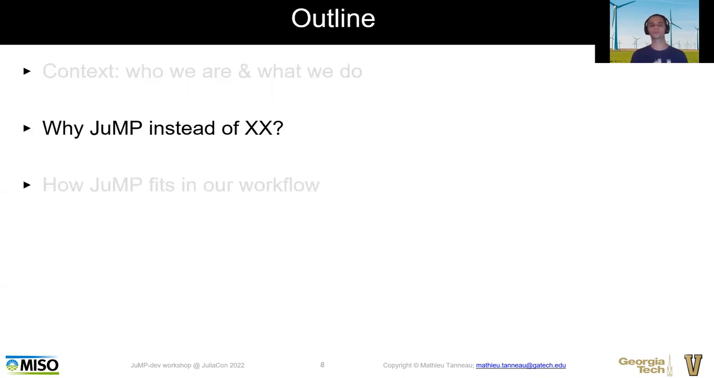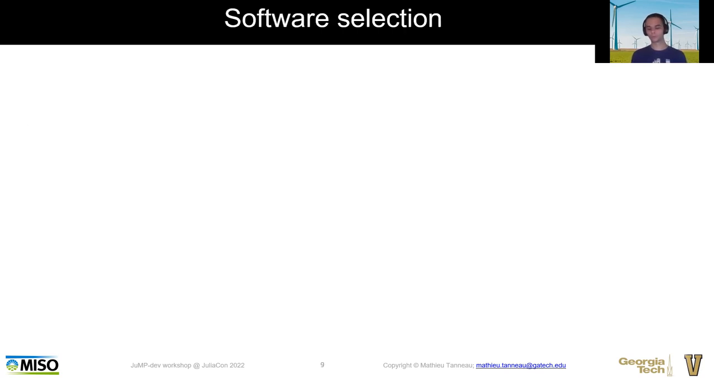So let me start with the first one. How did we end up using JuMP? In other words, why do you use JuMP instead of another tool? Well, when we started the project, this was September 2020, I was interviewing with Pascal Van Hentenryck, who's the head of the project, for the postdoc position to join the group. And so we talked about programming languages, we talked about software libraries, and we identified a set of needs that we had for the project.